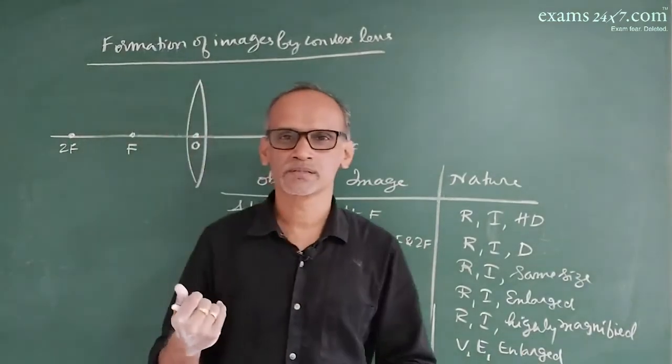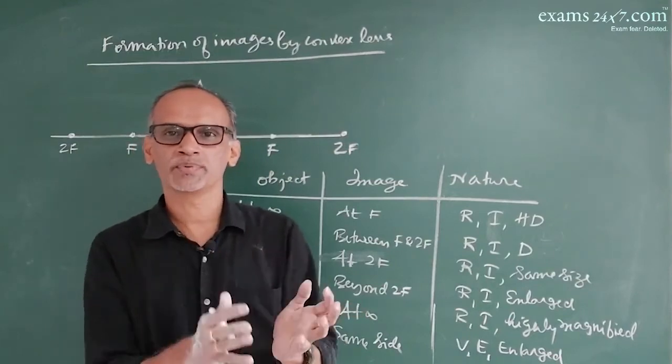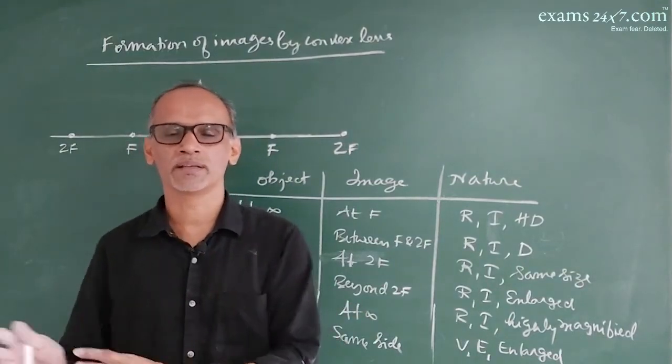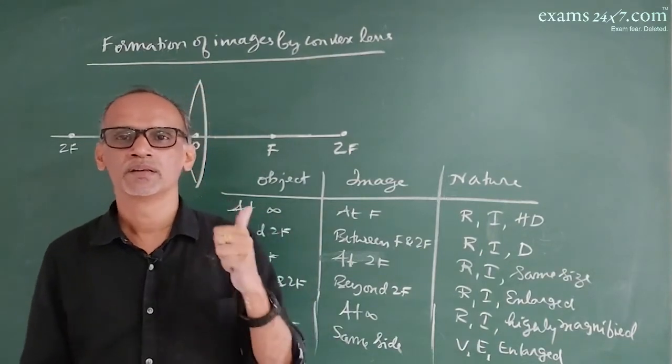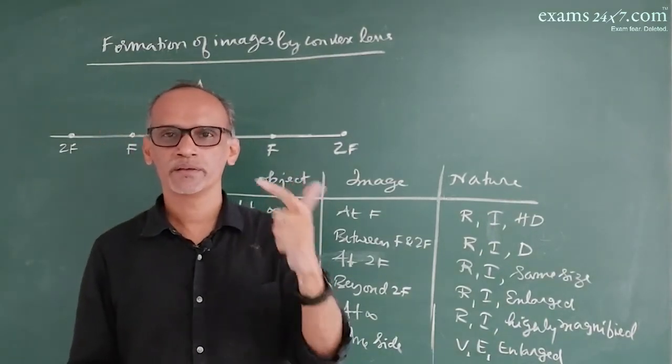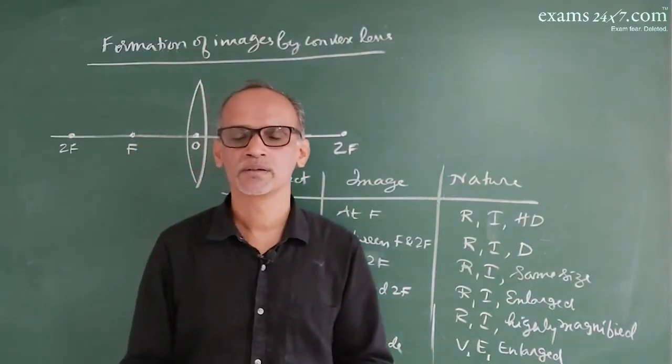A convex mirror has the same property as that of the concave lens. That is, the nature of the image formed by concave lens is virtual, erect, and diminished, similar to that of the convex mirror.